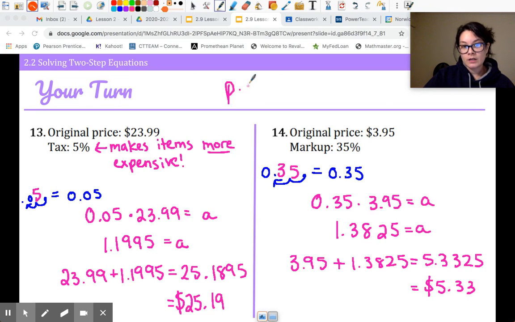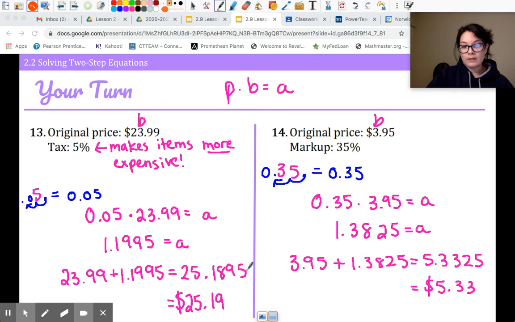percent times base equals part. Again, the original price is always going to be our base. So this is a base, this is a base, and the percent is going to be given to us that we have to first change to a decimal. And the part that we find is going to be that amount, whether it's a discount or amount of tax or a markup, it's going to be that amount in the form of dollars. And then we need to add or subtract that to the original price accordingly. So a tax, because it's making something more expensive, we're going to add here. We're not going to subtract. It would be nice if we saved money from taxes, but unfortunately it makes things more expensive.